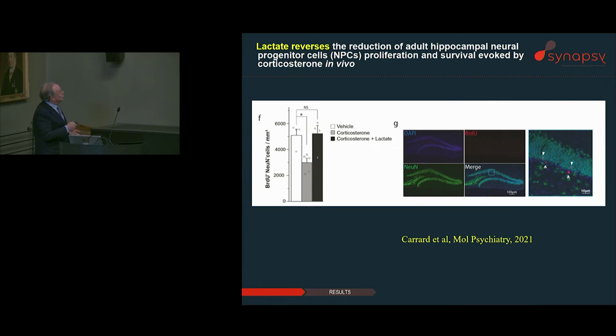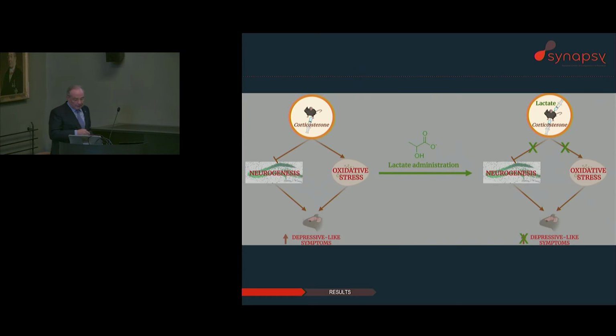And this is just to show you that this is controlled. This is after chronic corticosterone. These are a number of these neuroprogenitor cells that are involved, of course, for neurogenesis. And then lactate counteracts this negative effect on neuroprecursor cells.